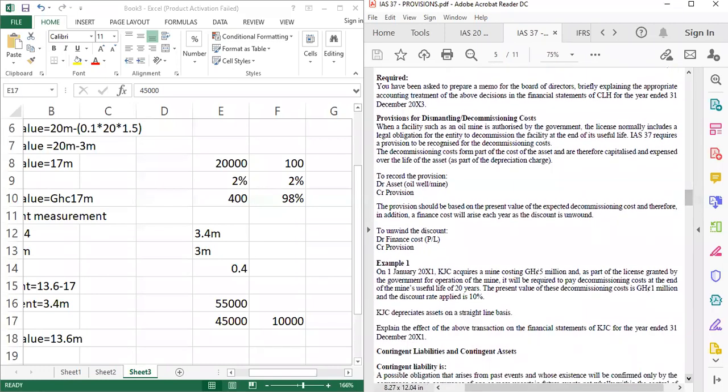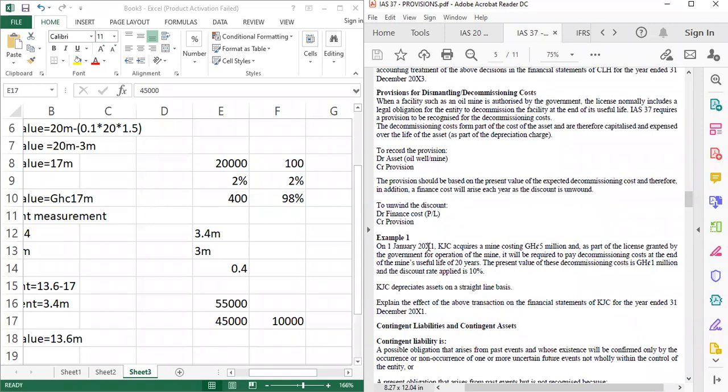So example one. On January 2021, AGC acquires a mine costing 5 million, and as part of the license granted by the government for operations, it will be required to pay this decommissioning cost at the end of the mine's useful life. The present value of the decommissioning cost is 1 million, and the discount rate is what? 10%. They have given us the present value already. So what will be the total cost of the asset?